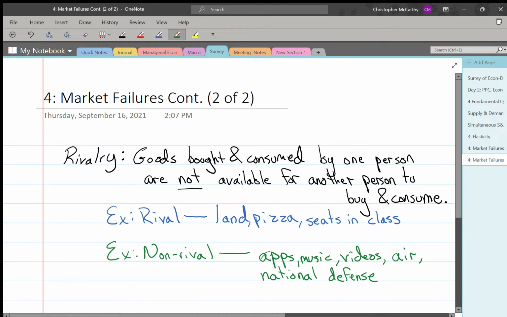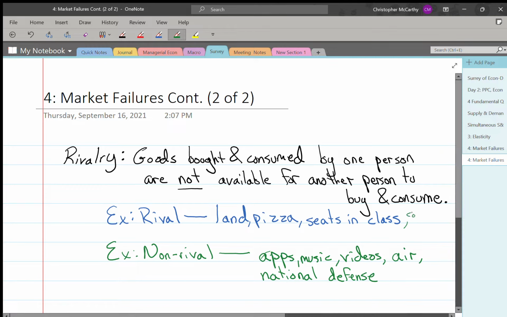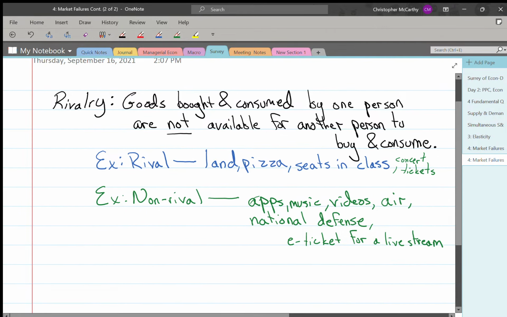So with rival, it's this kind of zero-sum game, right? There's only so much, so if you consume some of it, that's less that other people can consume. So this would also be something like concert tickets. But a non-rival good would be something like e-tickets for a live stream. They can sell as many of those as they want. Selling one more of those e-tickets does not decrease the total supply of tickets that are available. So that's rivalry. Any questions on rivalry? Okay, cool.